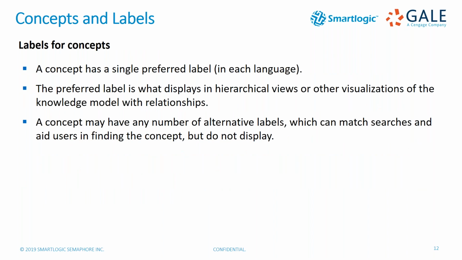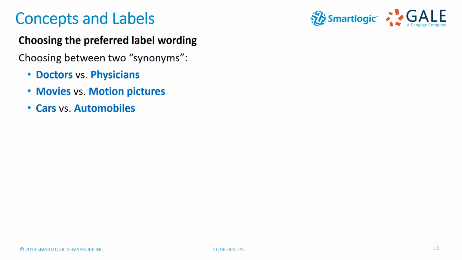They should have a single preferred label in each language. That's what displays, especially if you have one of those visualizations or a hierarchical view where you can't also display at the same time any other variants or alternative labels. But concepts also have alternative labels to aid in helping people find the concept. They would match searches that people put into a search box. They could match other kinds of automated indexing, but they don't display in other visualizations of the entire knowledge model.